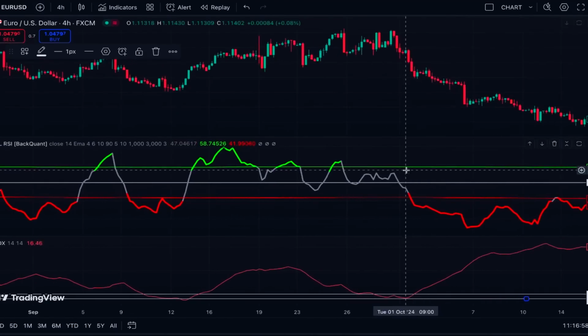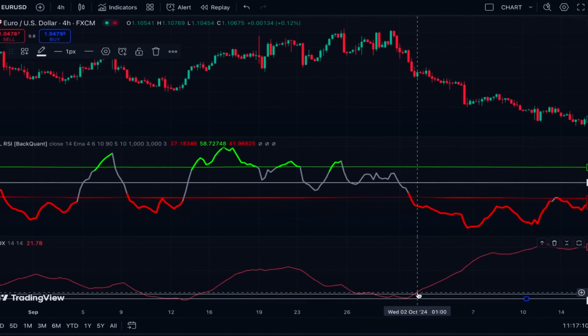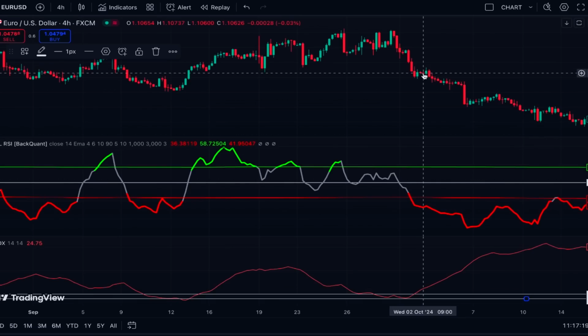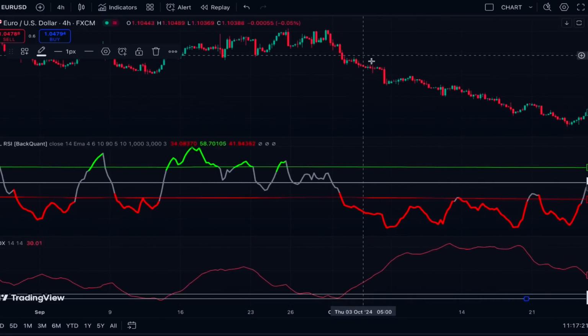Here again you can see that the ADX line is at 16 and then it crossed above 20. Here the RSI line is below the level, showing strong selling pressure, so a short position could be opened at this point, and you can see how the price declined after that.